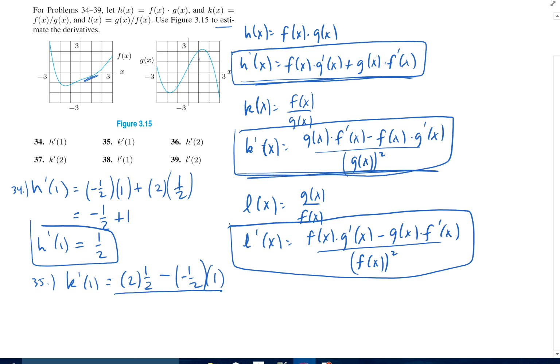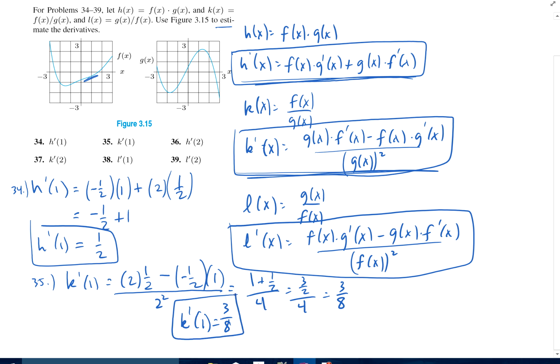G of 1 squared, so that's 2 squared. So that'd be 1 plus 1/2 over 4, or 3/2 over 4, or 3/8. Multiply by 1/4, top and bottom. So we got k prime of 1 equals 3/8.